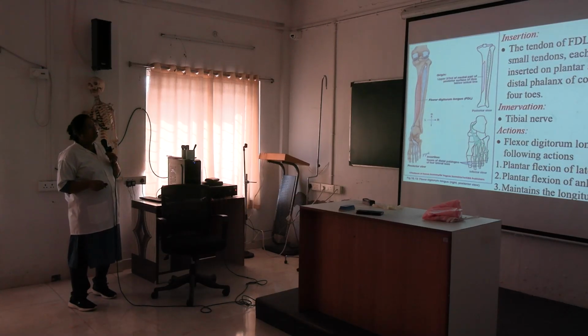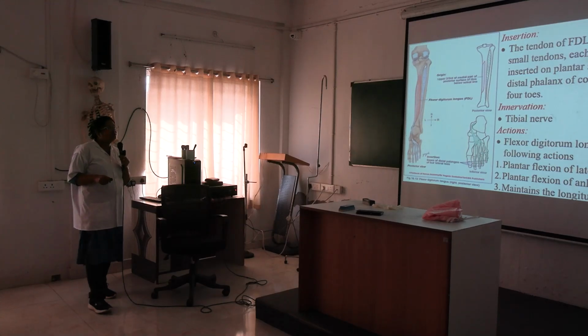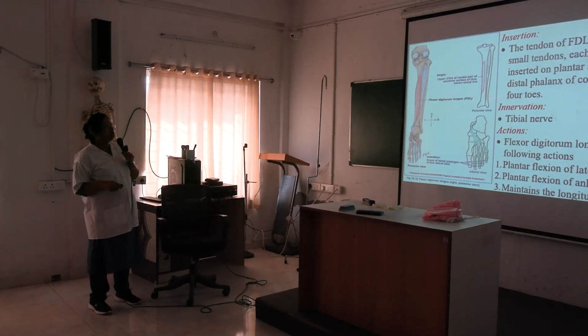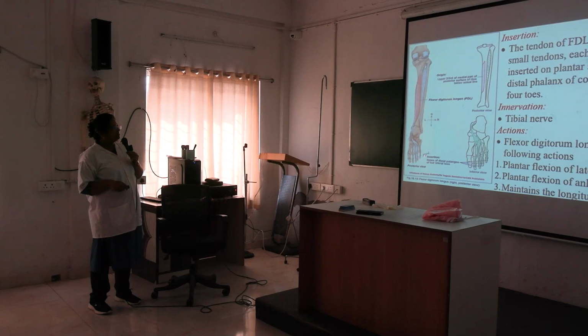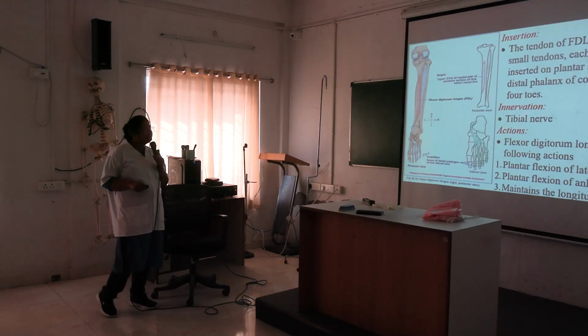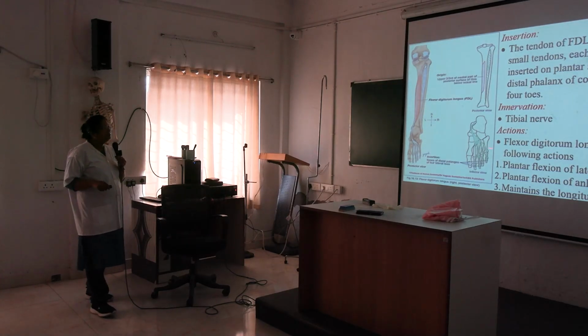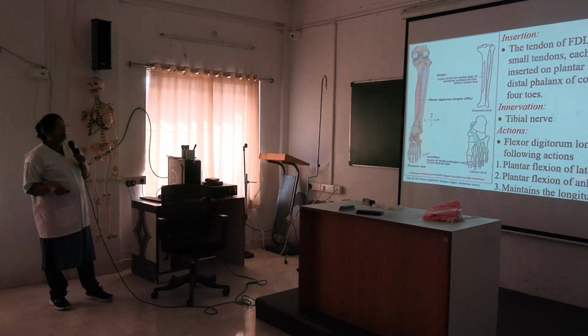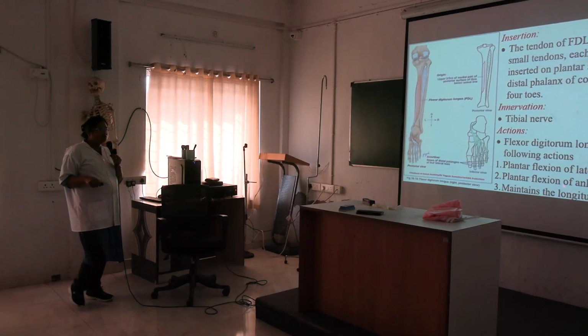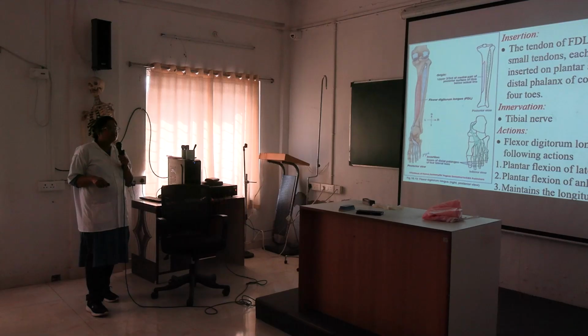Next, insertion. The tendon of flexor digitorum longus divides into 4 small tendons, each one of which is inserted on plantar surface of base of the distal phalanx. Here, inserted over the distal phalanx of the corresponding lateral 4 toes. Innervation is by the tibial nerve, and these are the actions. Flexor digitorum longus performs the following action: plantar flexion of the lateral 4 toes, plantar flexion of the ankle, and maintains the longitudinal arches of the foot.